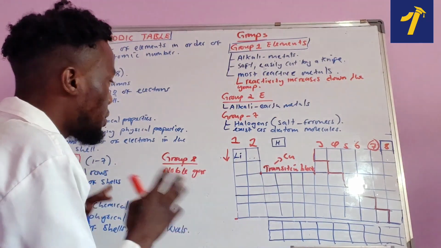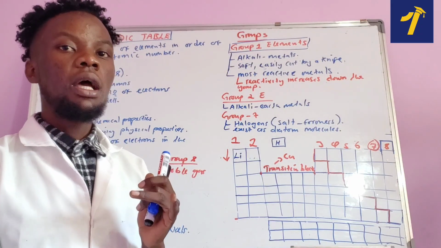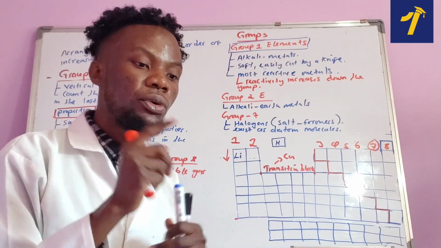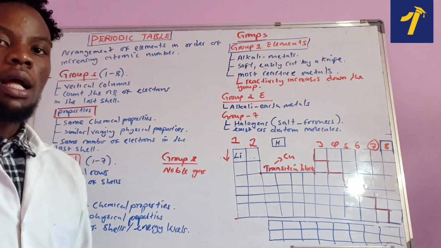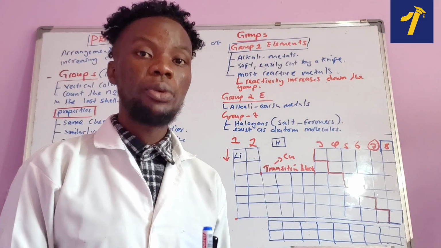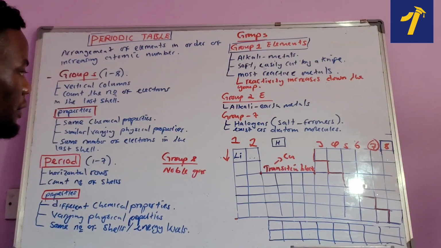And the other important concept about the transition metals is that apart from changing their valence numbers, they also produce colored products. If they react with a certain element, they are going to produce a colored product. Very important concept.